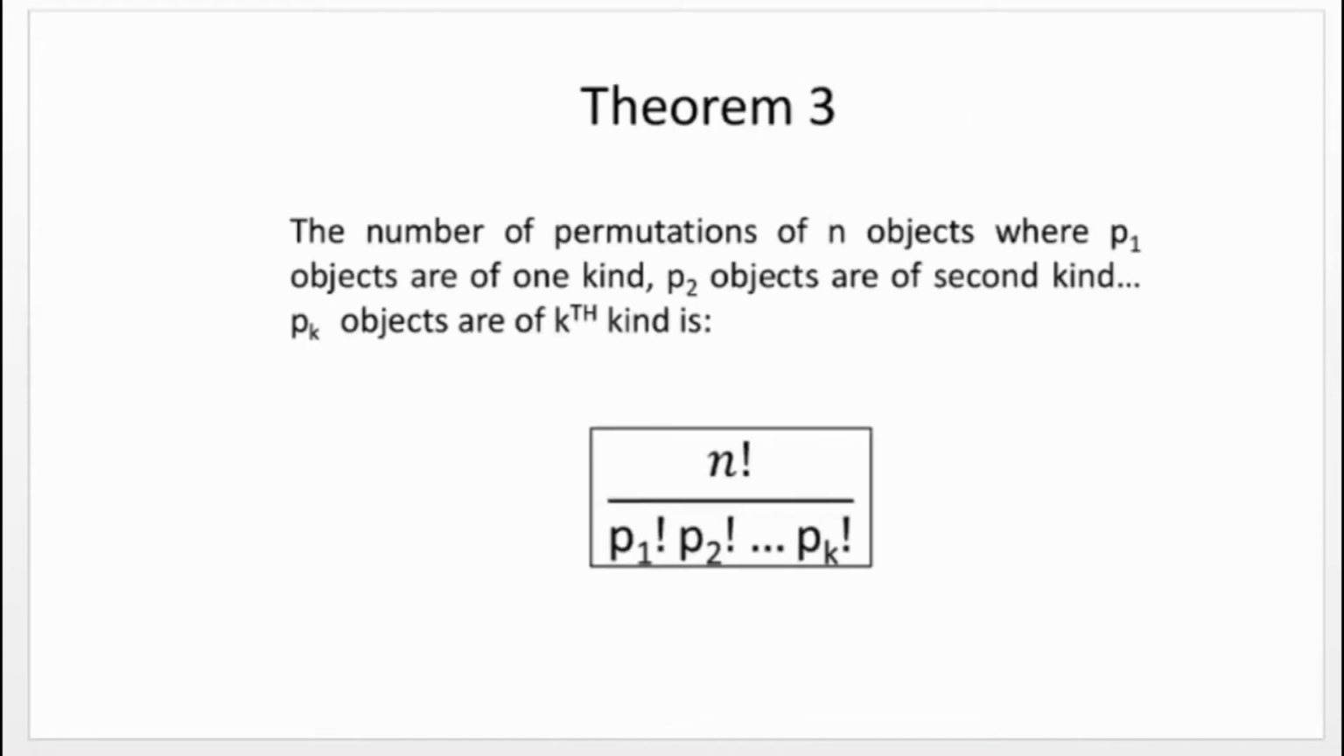Theorem 3: the number of permutations of n objects where p1 objects are of one kind, p2 objects are of the second kind, and pk objects are of the kth kind. So in the first example, we can choose the flags but not put them back again. So once chosen, that's all. No more repetition.